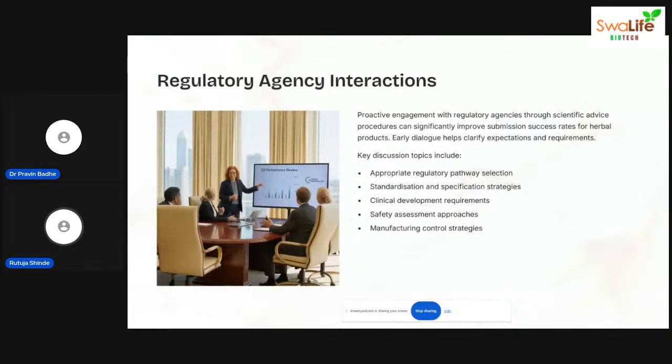Then regulatory agency interaction. So one of the best strategies for success is engaging with the regulators early. Through scientific advice procedures or pre-submission meetings, you can clarify expectations and avoid surprises. So discussions may cover the regulatory pathway, standardization strategies, clinical requirements, or safety approaches. Open dialogue often leads to a smoother review and faster approvals.